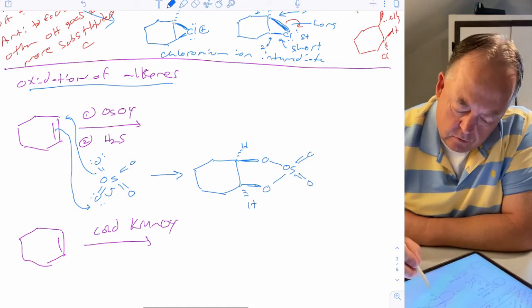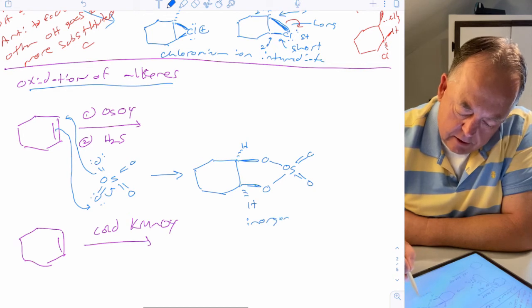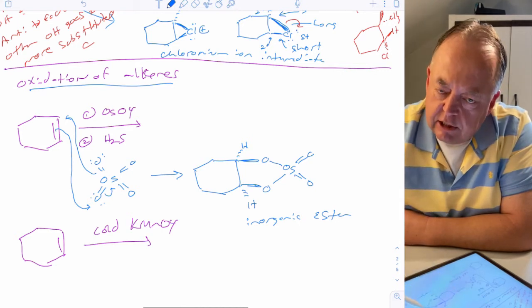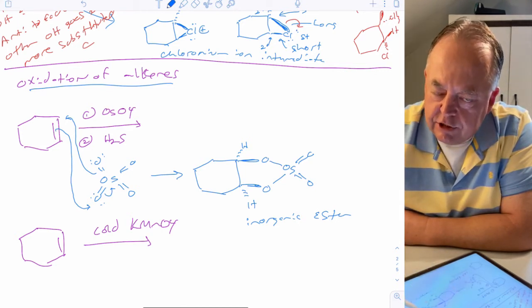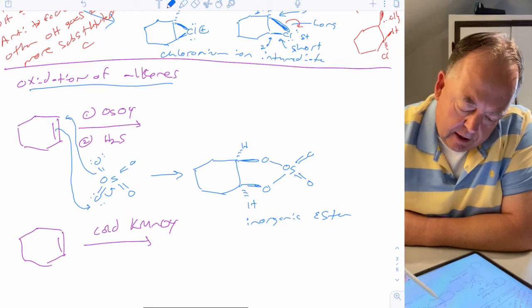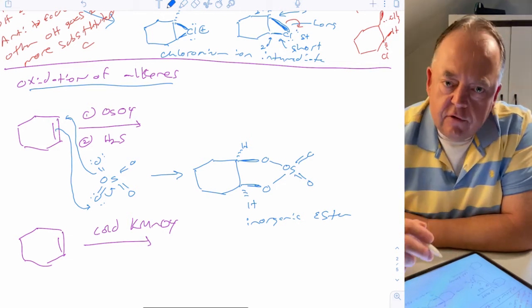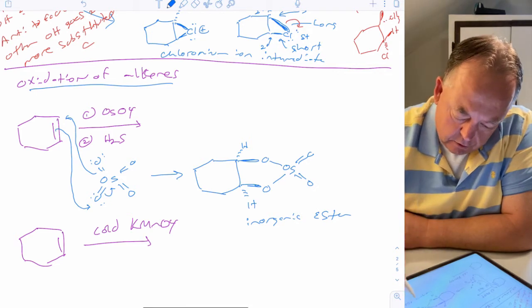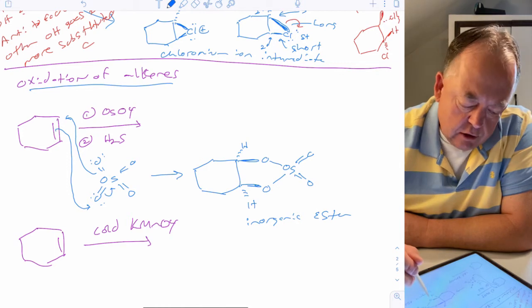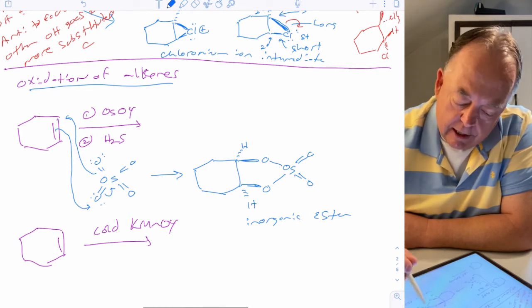So you make what's known as an inorganic ester. So you know what an ester is, right? It's got a carbon-oxygen double bond. Here it's an osmium-oxygen double bond attached to an oxygen with an R group. So this is like an inorganic version of an ester. Okay, so that's what you would get after the first step. So basically we've added oxygen and oxygen across the double bond to the same side.